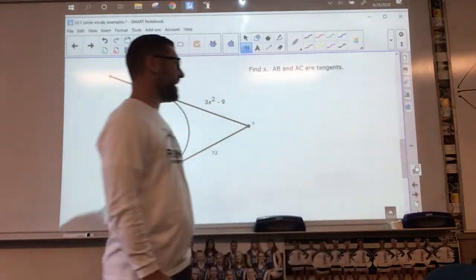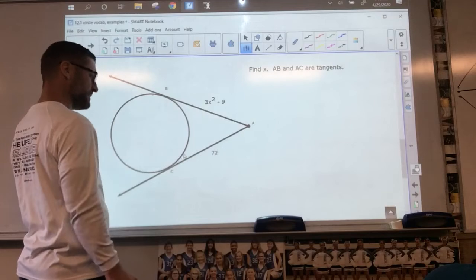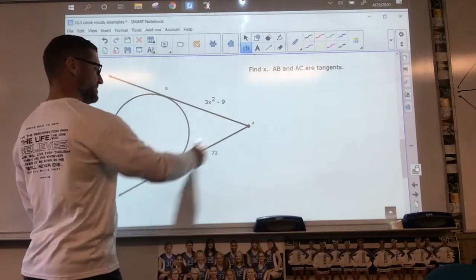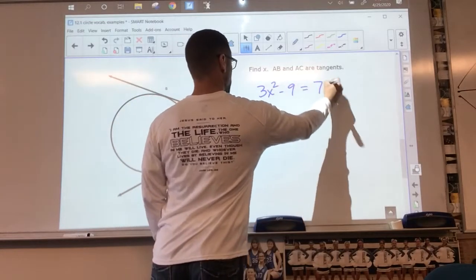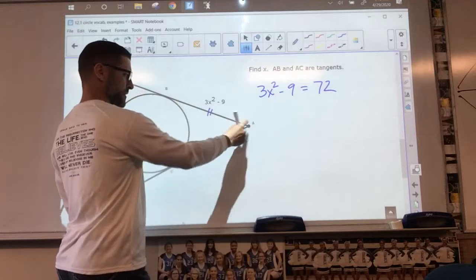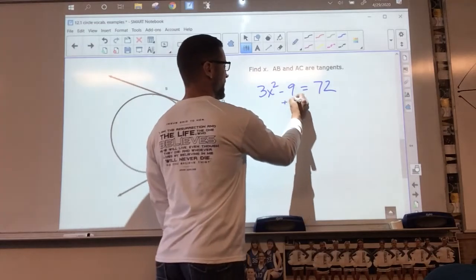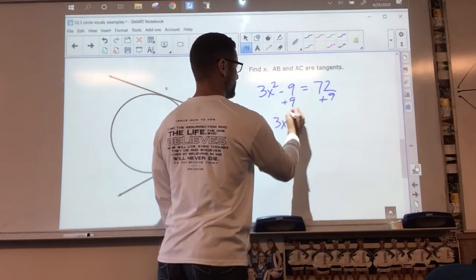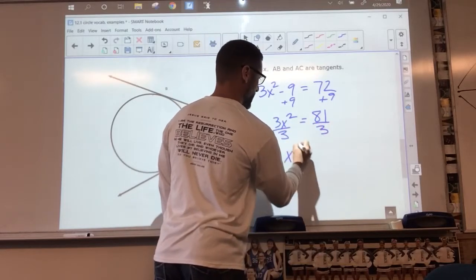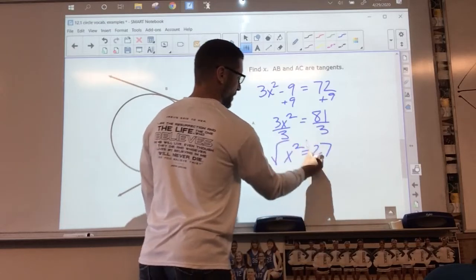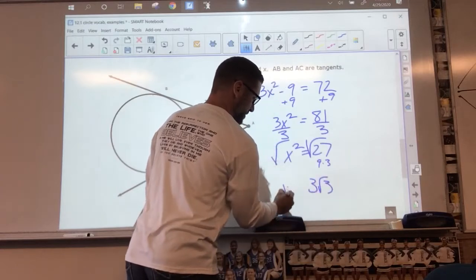All right, it says find x. AB and AC are tangents. Well, if that's tangent to that, these two distances will be the same. So it's 3x squared minus 9 equals 72. External point, two tangents, those two chunks have to be the same. I'll add 9. I got 3x squared equals 72 plus 9 is 81. I'll divide by 3. I get x squared is 27, and I'll square root it. That's 9 times 3, or 3 radical 3 for my x value.